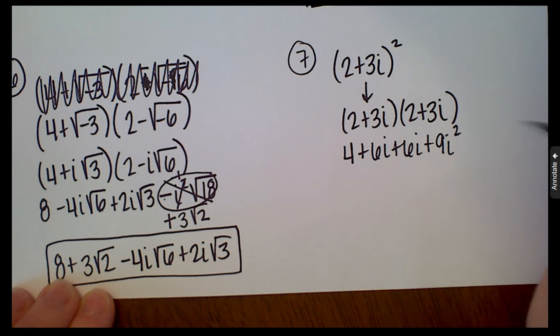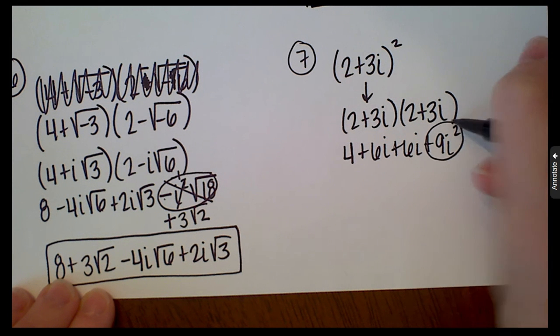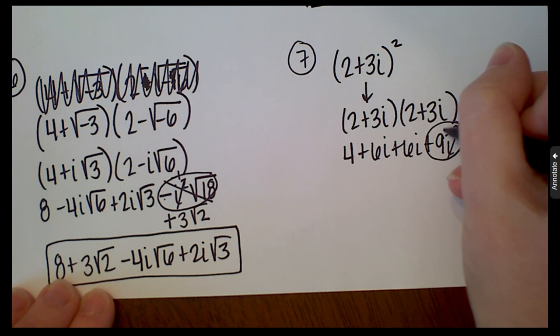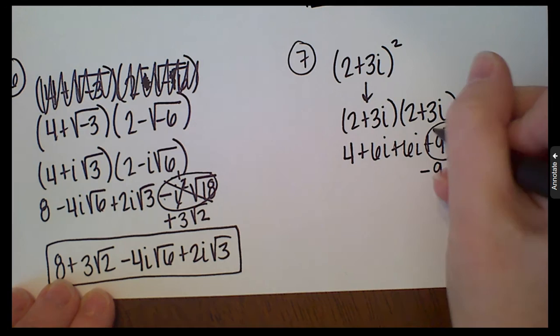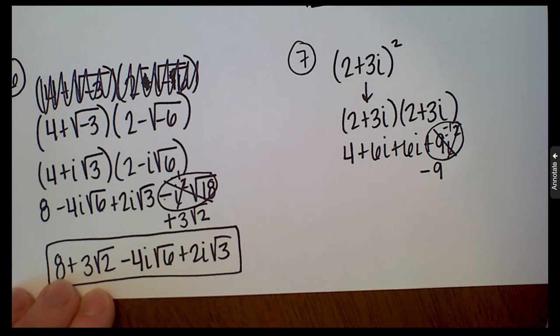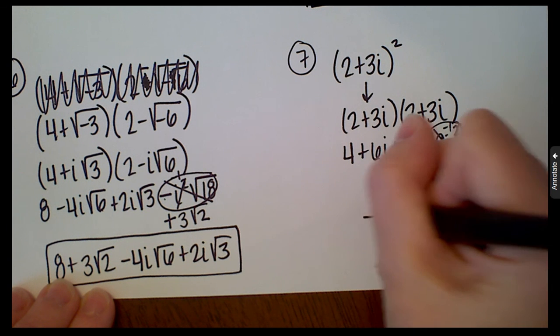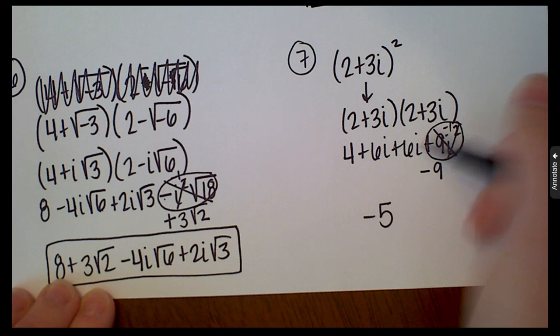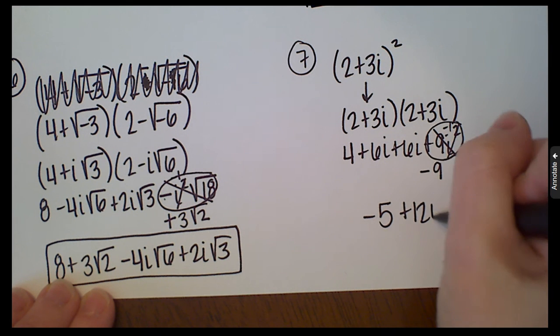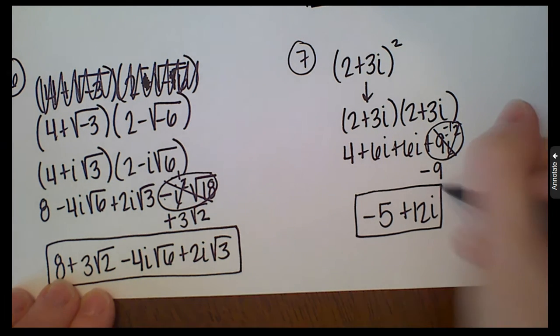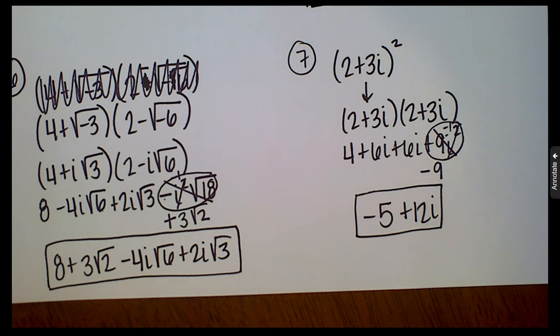So do what you have to do. If you need to rewrite it, go for it. At this point I just say, okay, I have this, this i squared turns to a negative 1, so that would just be negative 9 now, just to save myself some steps from having to rewrite it. Now let's combine like terms. In this case, I can, no problem. 4 minus 9 gives me negative 5. And 6i plus 6i gives me plus 12i. And once again, that would be my final answer because there's nothing else I can combine.